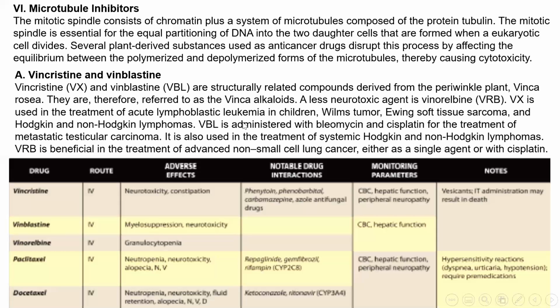Vincristine now is used to treat lymphoblastic leukemias, different kinds of tumors in addition to Hodgkin and non-Hodgkin lymphomas. While vinblastine now is used in combination with bleomycin and cisplatin to treat metastatic testicular carcinoma, and also can be used to treat other kinds of tumors such as Hodgkin and non-Hodgkin's lymphoma. While vinorelbine now is used to treat advanced non-small cell lung cancer, either alone or in combination with other chemotherapies.